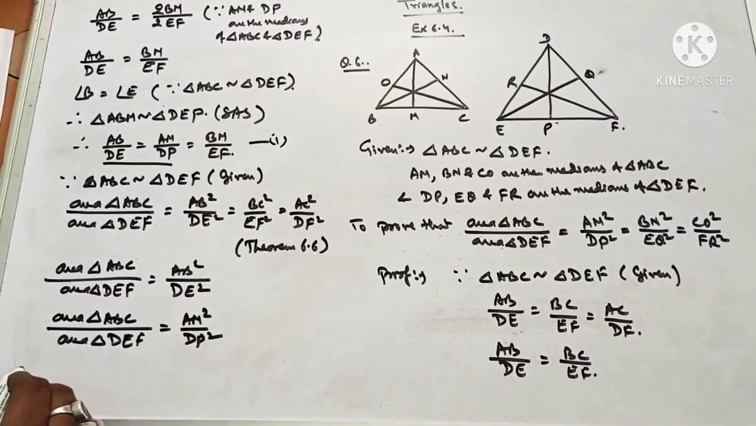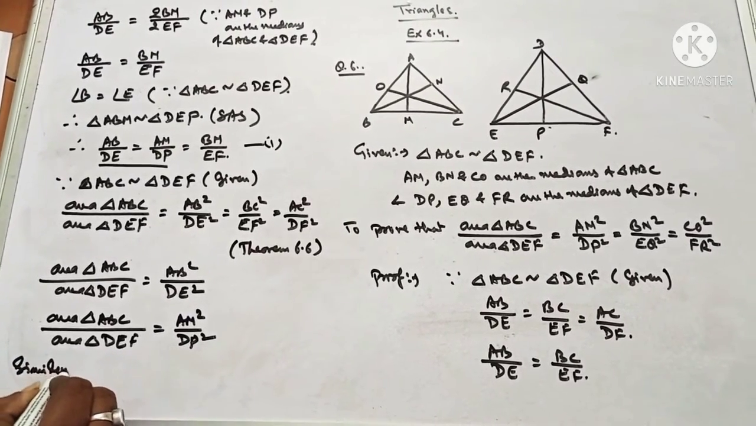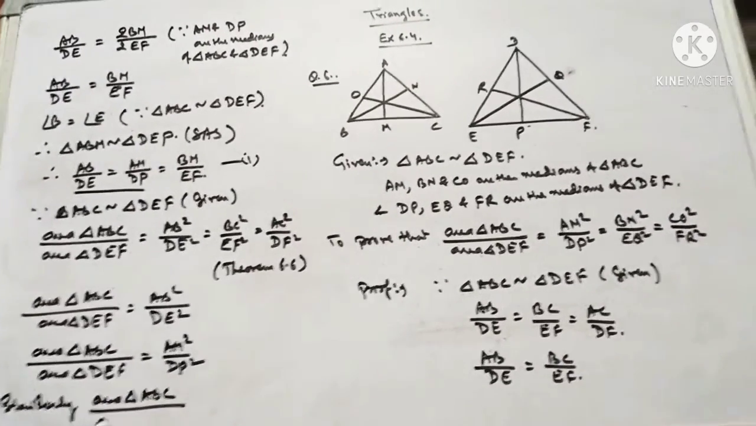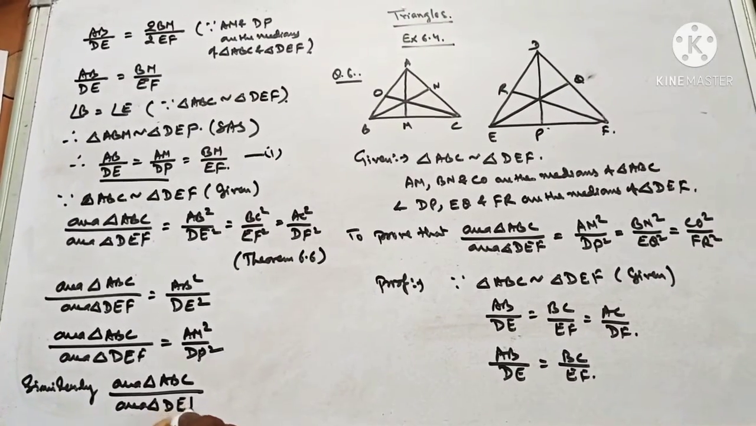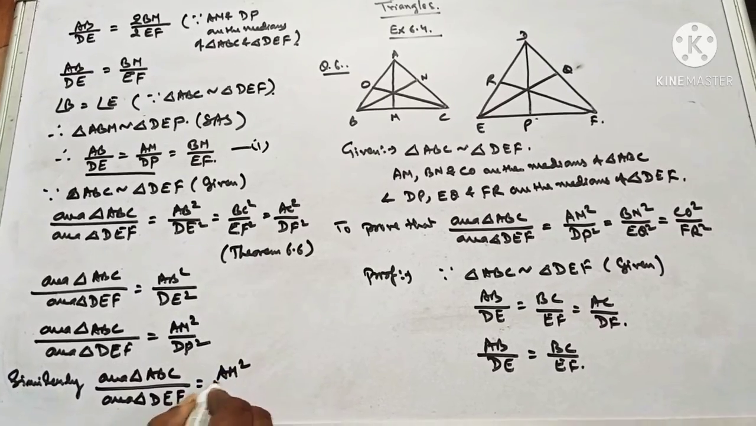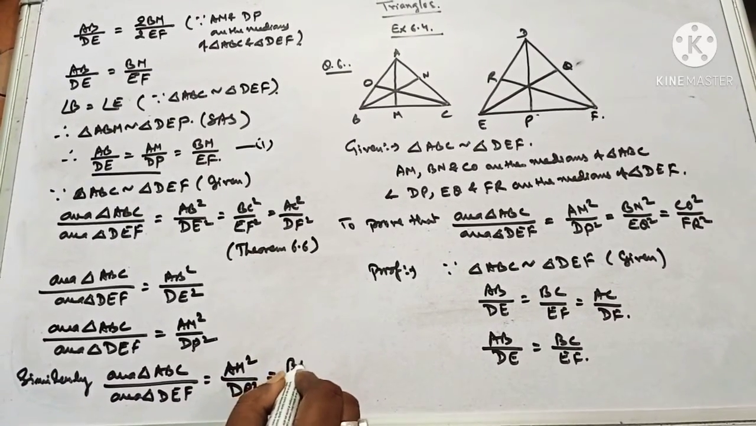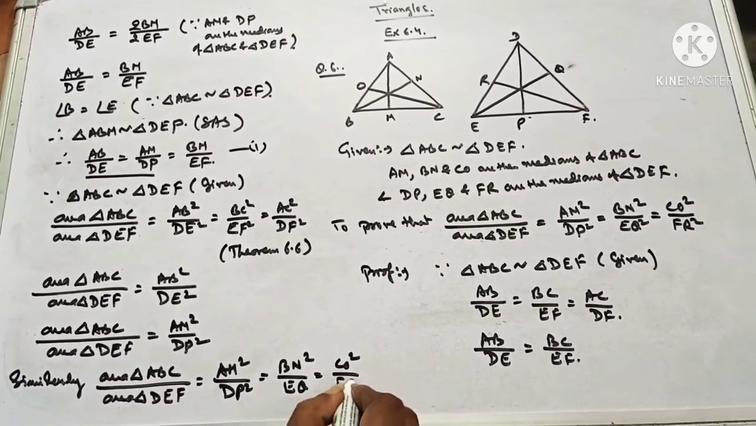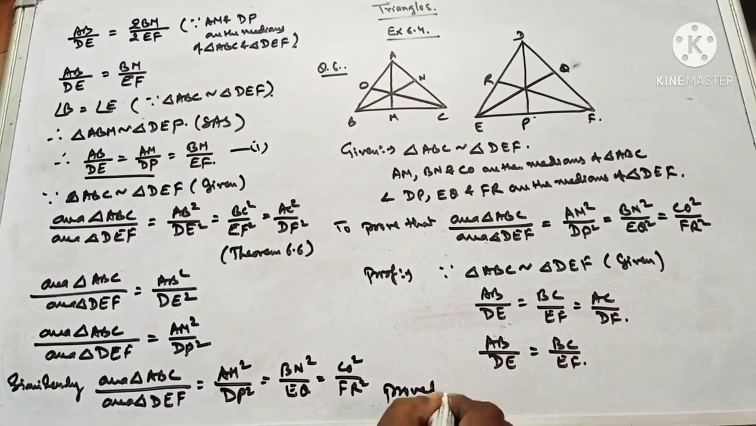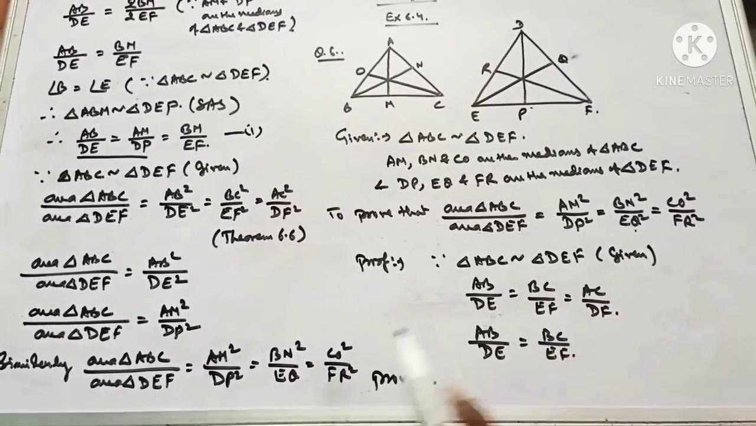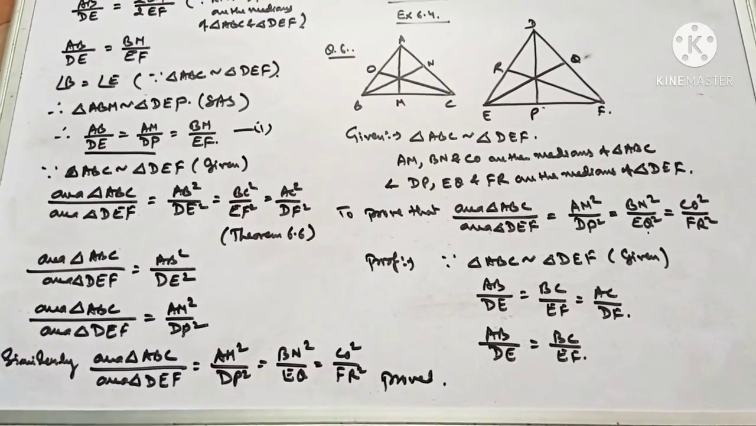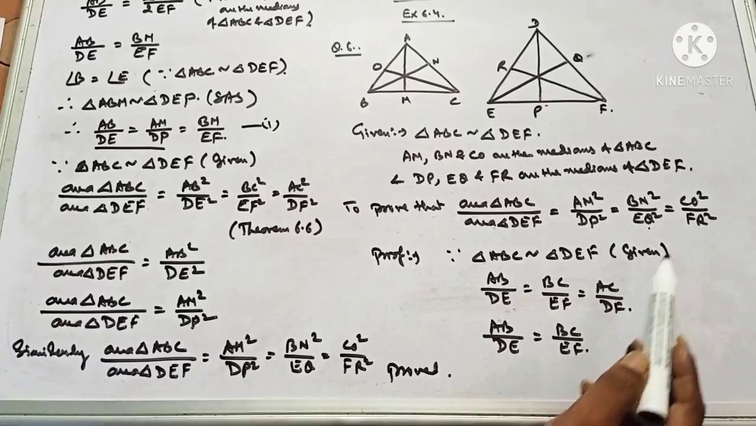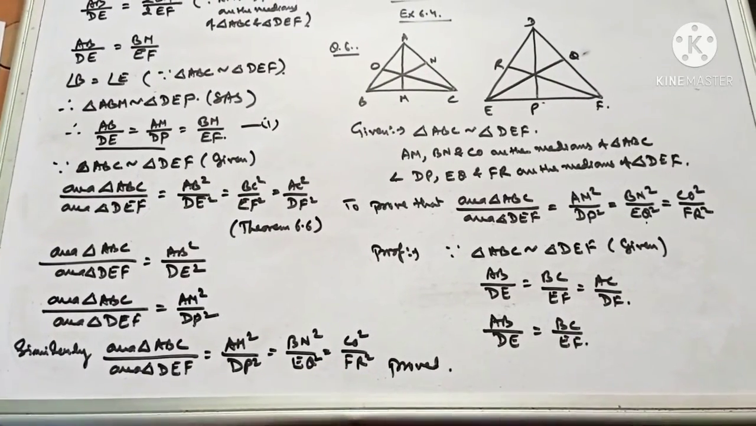So now similarly I can say that area triangle ABC by area triangle DEF is equal to AM square by DP square is equal to BN square by EQ square is equal to CO square by FR square. This is proved.